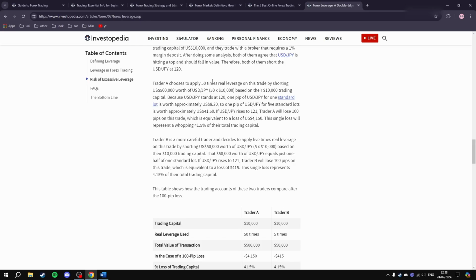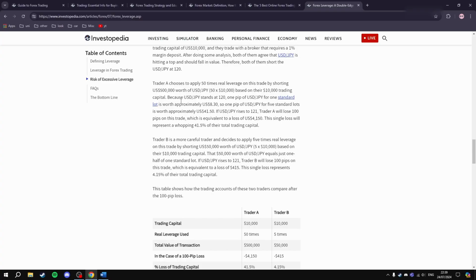Trader A chooses to apply 50 times real leverage on this trade by shorting 500,000 worth of USD/JPY, because it's 50 times their $10,000 trading capital. Because USD/JPY stands at 120, 1 pip of USD/JPY for one standard lot is worth approximately 8.3 USD. So 1 pip of USD/JPY for 5 standard lots is worth approximately 41.5 USD.